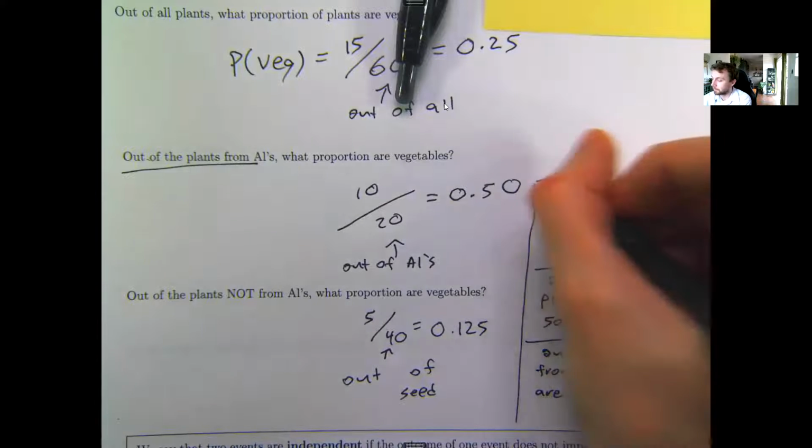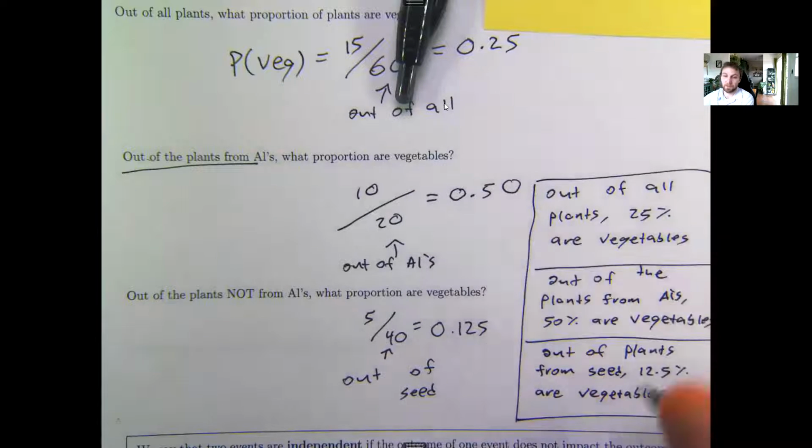So in this problem here, it looks like there's a relationship between where I'm getting the plant and if that thing is a vegetable or not. In particular, it looks like the highest percentages of vegetables are coming from owls. I'm most likely to be buying these types of things from owls. And if I'm growing them from seed, they're more likely to be non-vegetables.